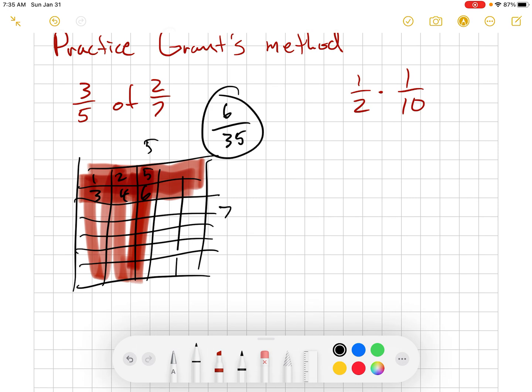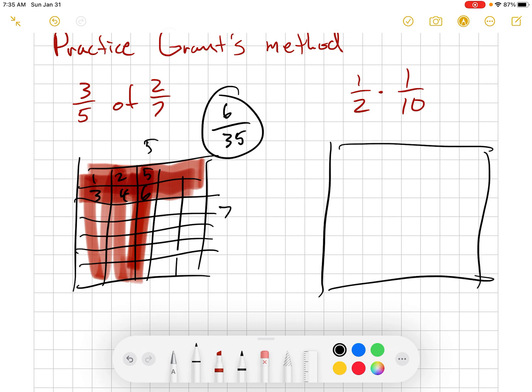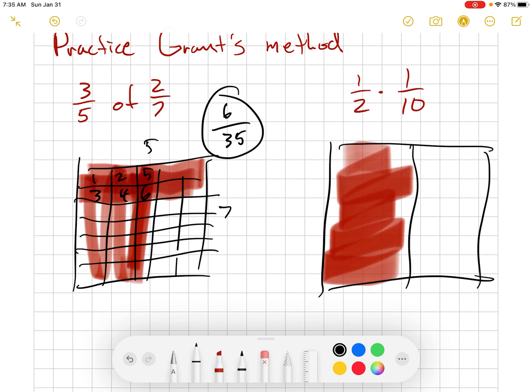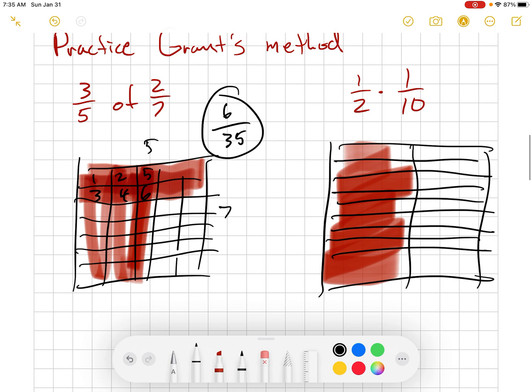All right. Half of a 10th over here on the left side. We can draw this one again. And I'm going to draw this one pretty large. There's a half, right? And then we're going to have to do a 10th. So we have 1, 2, 3, 4, 5, 6, 7, 8, 9, 10. And how many of those were shaded? 1/10. So let's shade 1/10 down here.